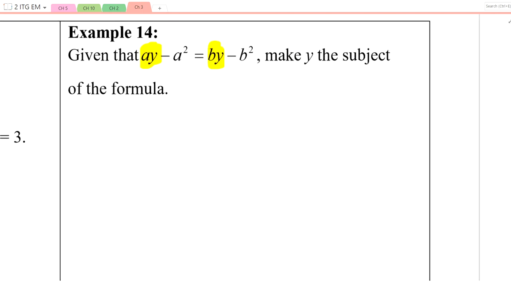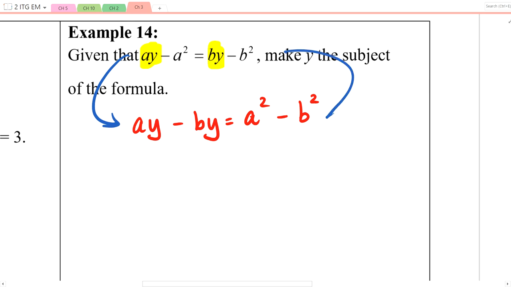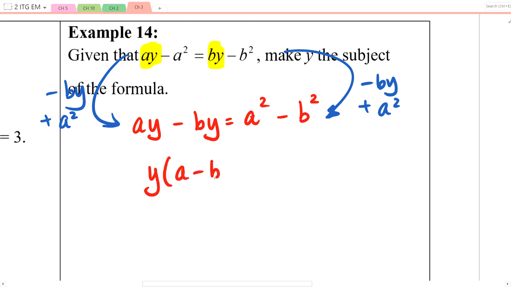So this time, let's put all the y terms together. We get ay minus by equals to a square minus b square. Okay, so what have I done on both sides? What I did was to subtract by, at the same time I added a square to arrive at this. So the next step is to factorize, since I only want y, so a minus b equals to a square minus b square.